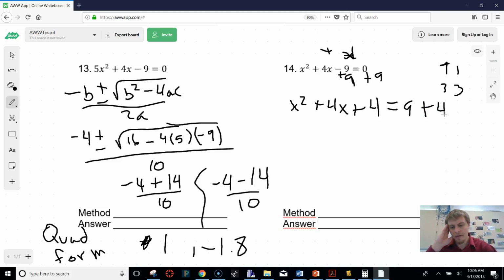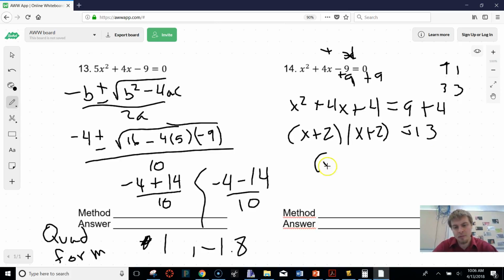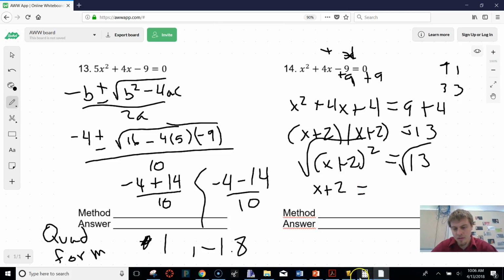So when I do that, now this side I can factor. This will factor into x plus 2 and x plus 2, and this side's going to give me 13. And I know what's faster than writing x plus 2 and x plus 2. That's x plus 2 squared equals 13. Then I'm going to square root both sides. I'm going to get x plus 2 equals the square root of 13, which I think is around 3.6.